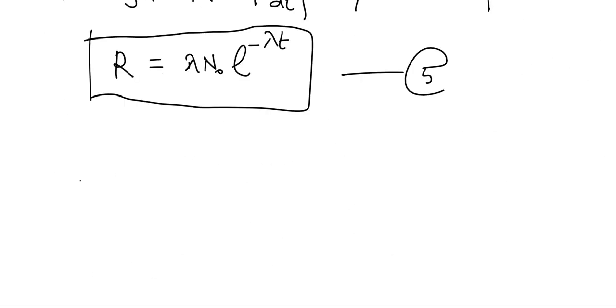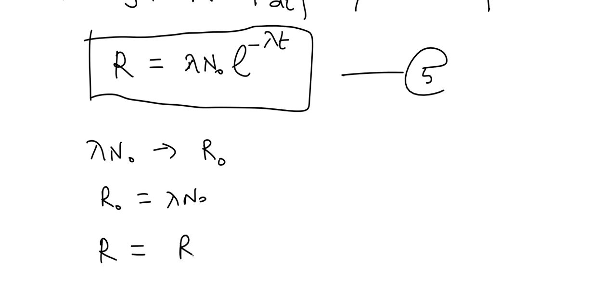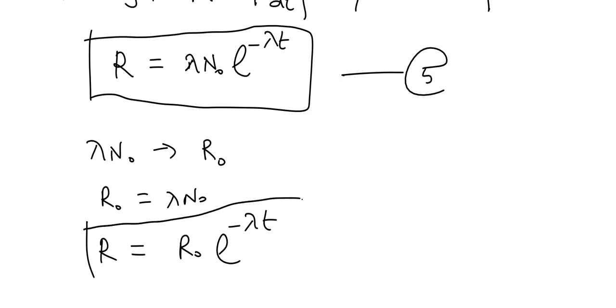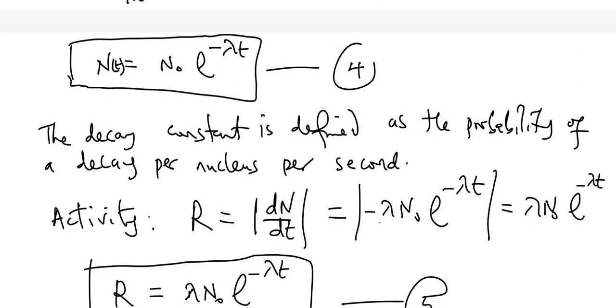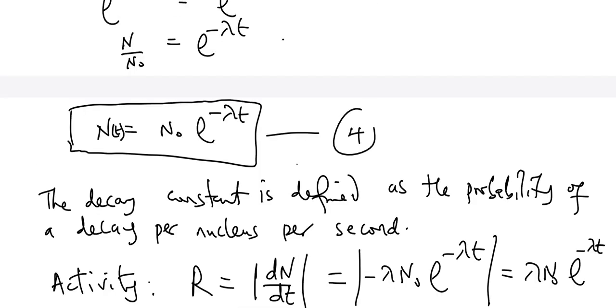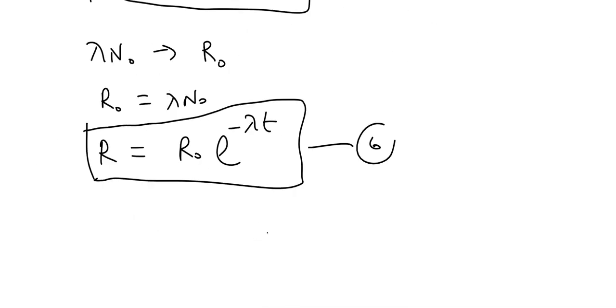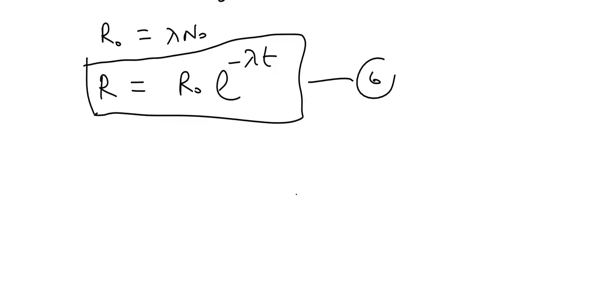Now this lambda n naught is the activity at time t equals 0, the initial time. So R naught is lambda n naught, so that we can write our R as R naught exponential minus lambda t. This is an expression similar to equation 4 for the number of nuclei present. So this is activity. Now the next term to define is half-life.